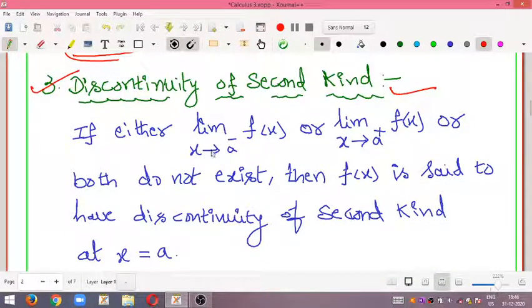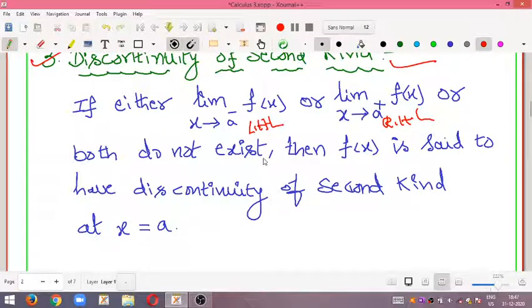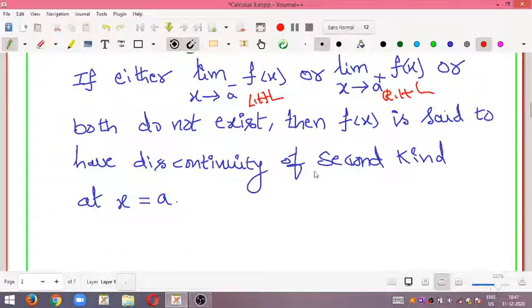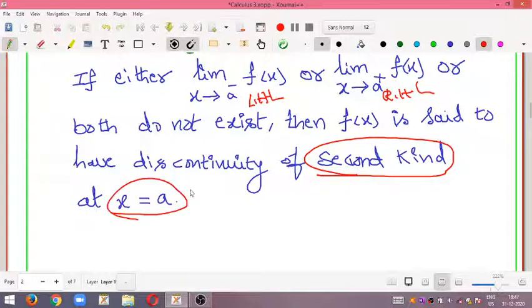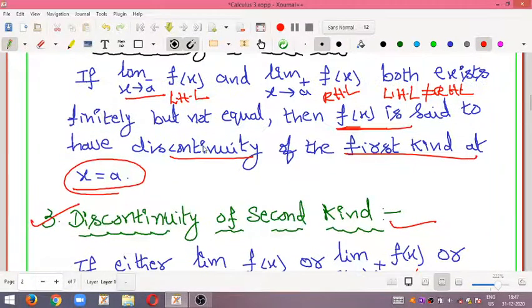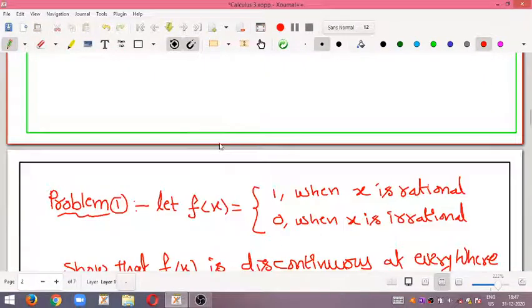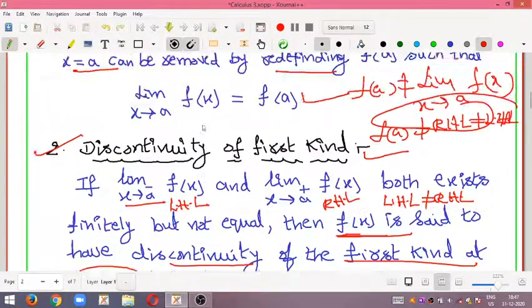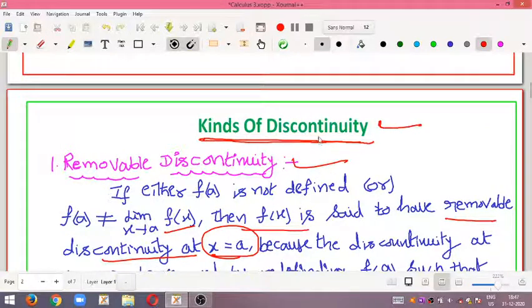Discontinuity of the second kind. If either the limit as x tends to a minus of f of x, that means the LHL, or the limit as x tends to a plus of f of x, the RHL, or both do not exist, then f of x is said to have a discontinuity of the second kind. If any one does not exist at that point, then we say f of x has a discontinuity of the second kind. We already discussed this in previous videos also. Now, if these kinds of discontinuity are clear, I will move on to the problems.